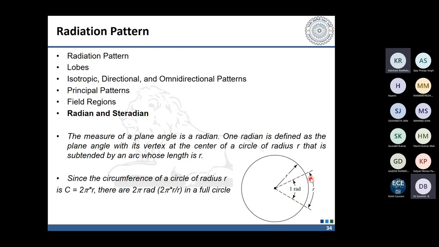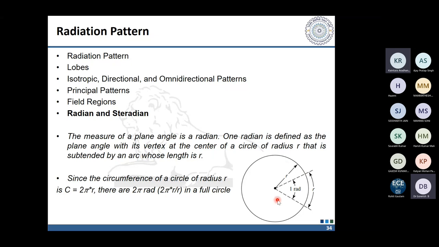Since the circumference of the circle is 2 pi r, and r is the arc length for 1 radian, we have 2 pi r by r, which is 2 pi radians in a circle. So in a circle we have 2 pi radians, which we all know. This is the definition of a radian, and it is for a two-dimensional figure.